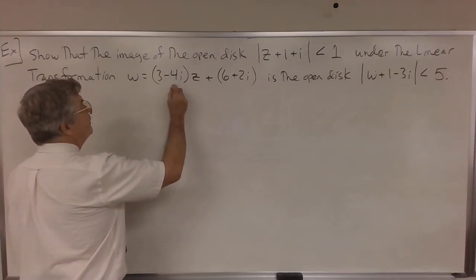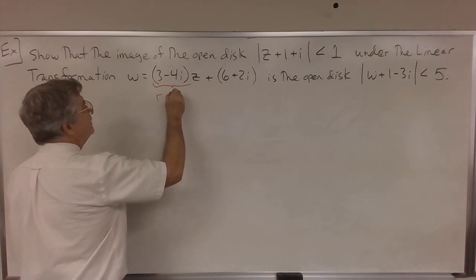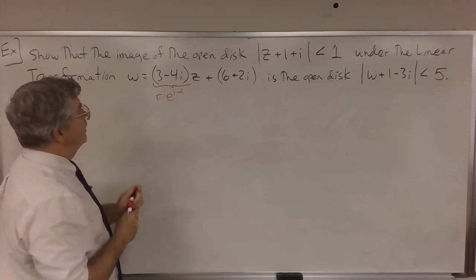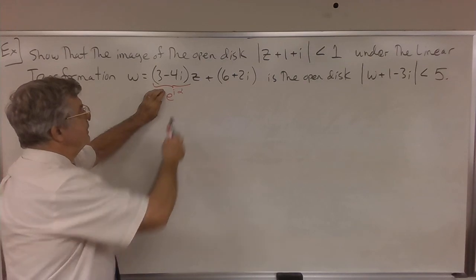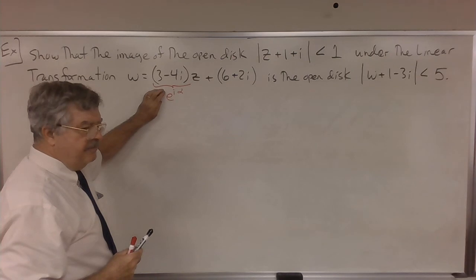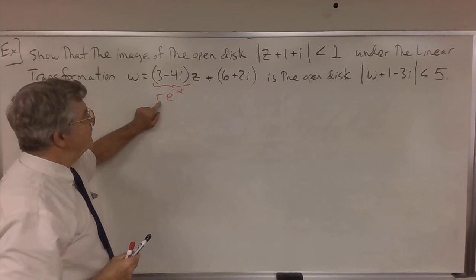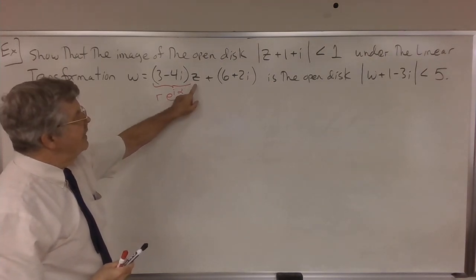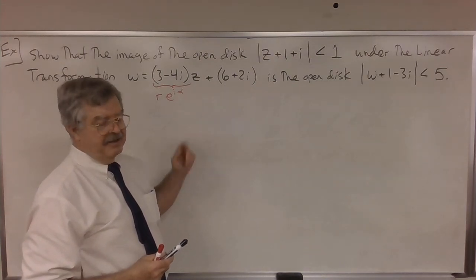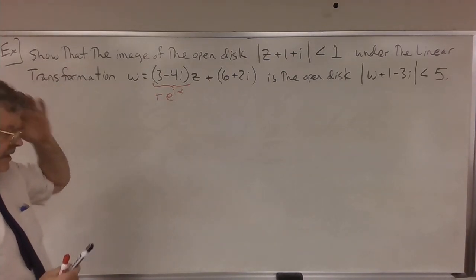This is a complex number. It's equal to r times e to the i alpha for some r and some alpha. And so e to the i alpha rotates z an angle of alpha about the origin, counterclockwise, and then r magnifies this z. And then when we add the number 6 plus 2i, we're translating this. So, yep, this is a linear transformation.